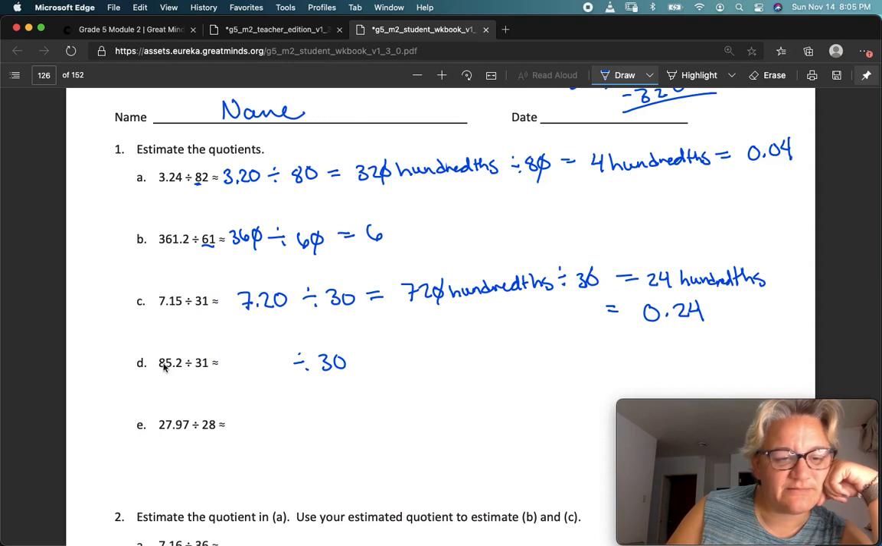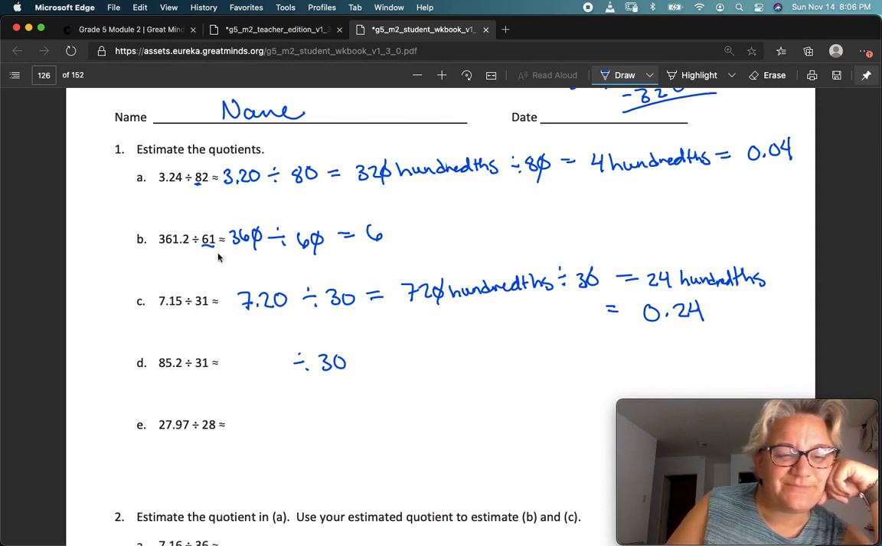25 is not going to work, 85 is not going to work, 86 is not going to work. What is a multiple of 3? 80, 20, 81? Maybe we could make that work.